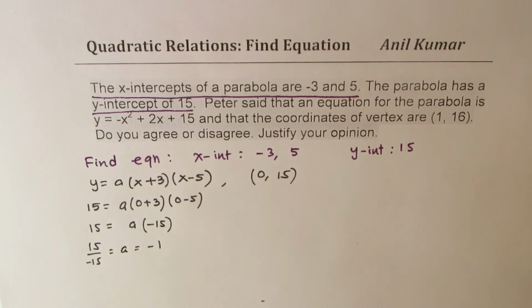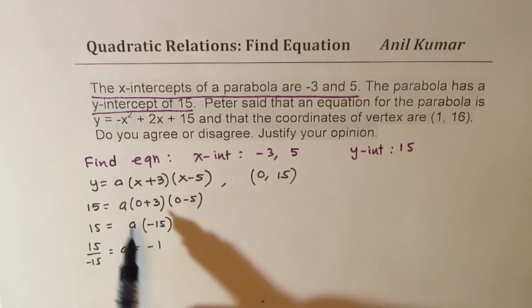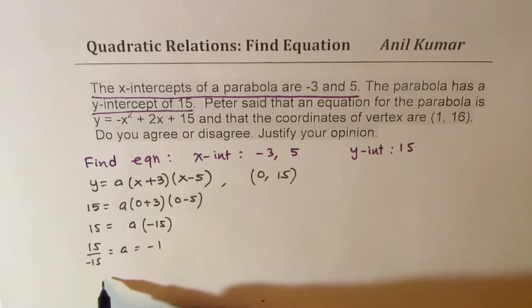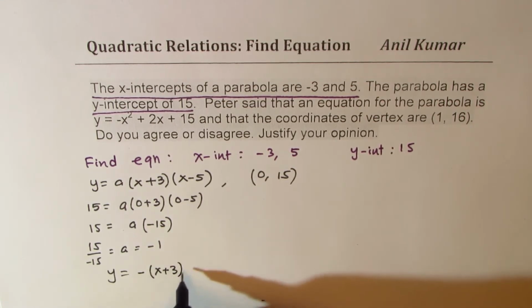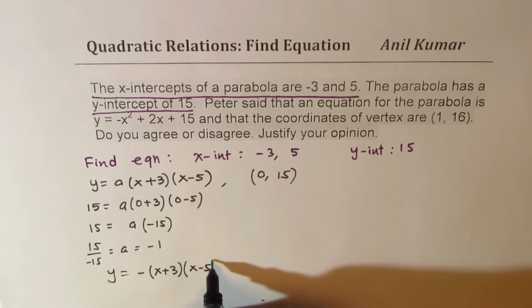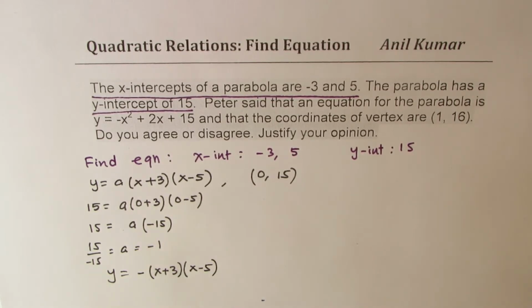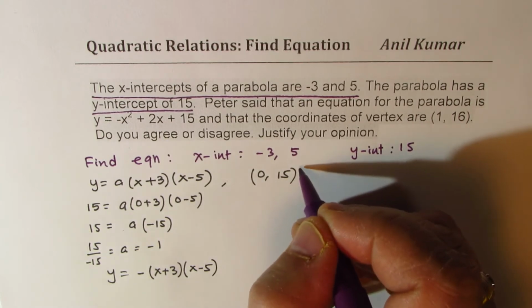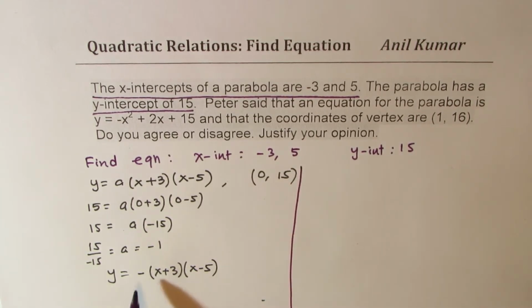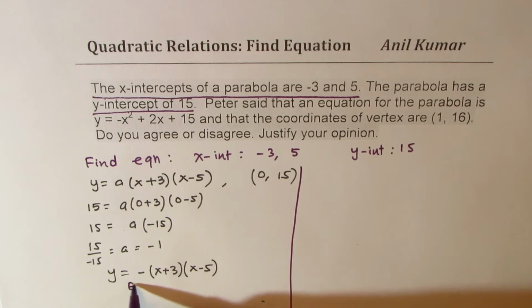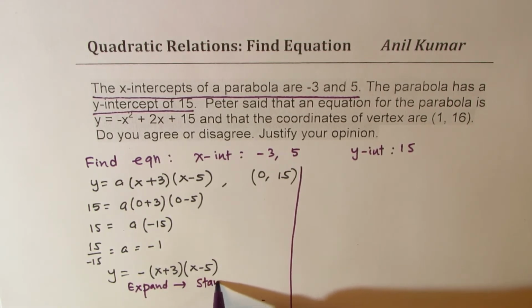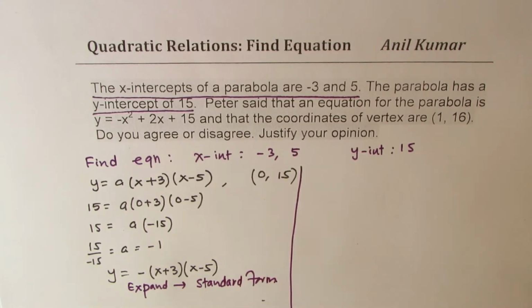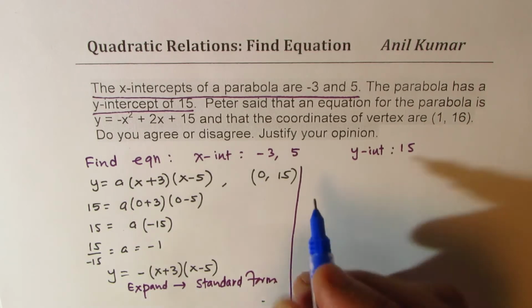Which is 15 equals a times minus 15, and that gives you the value of a as minus 1. So once you get the value of a as minus 1, you can substitute here and you get your equation as y equals minus x plus 3 times x minus 5. So this is the equation which you should get. Once you get this equation, then you have to expand and write in standard form.